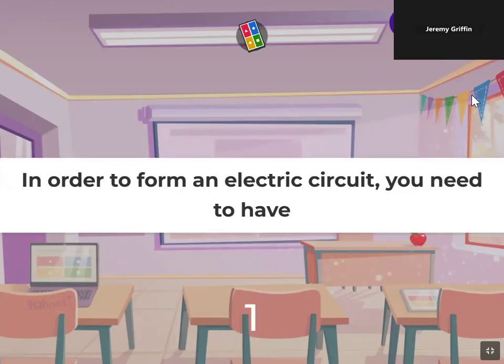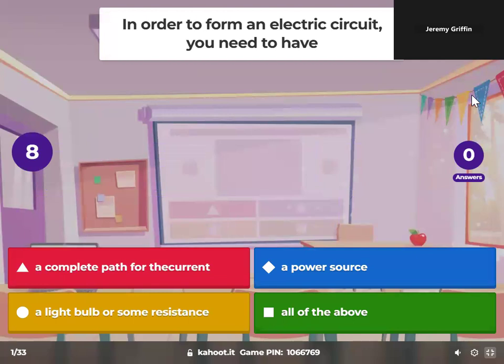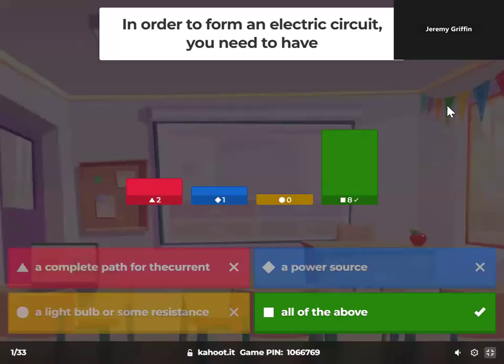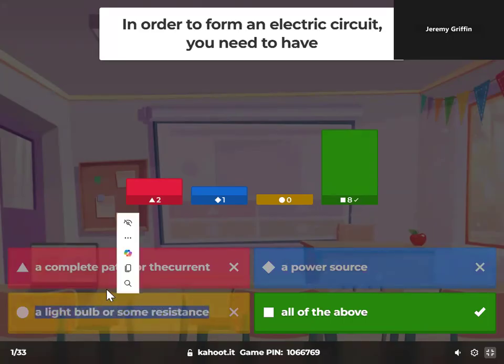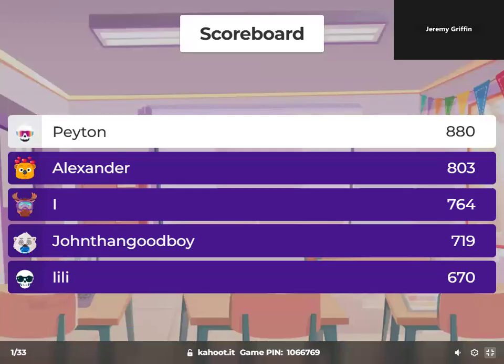In order to form an electric circuit, you need to have a complete path for the current, a power source, a light bulb or some form of resistance, all the above. Yeah, all the above. You want all those. If you don't have a complete path, that would be open, and no current is going to flow. You have to have something providing the energy, like maybe a battery that provides some kind of voltage. If you don't have a resistor, that's what kind of circuit? If there's no resistance, it's called a short circuit, which is not ideal unless you're trying to start a campfire. But other than that, you really want some kind of resistor in your circuit. All the above. Very good. All right, got points on the board.